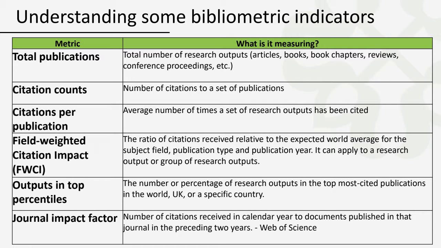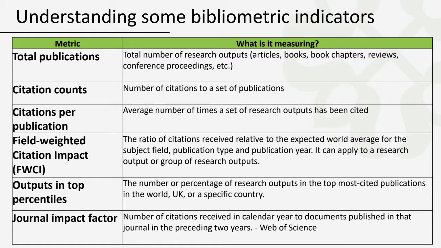We have citation counts. So again, that's the number of citations to a particular set of publications. So for yourself, for example, it could be citations to your own publications in total. We also have citations per publication. So that's the average number of times a set of research outputs has been cited. So that may be over time.